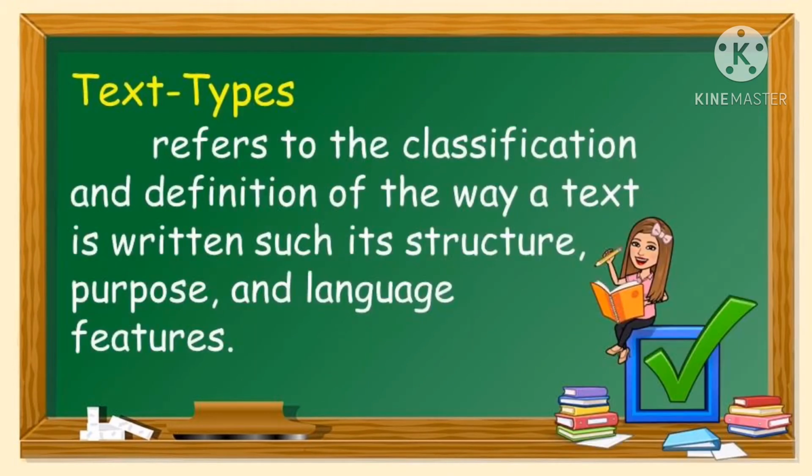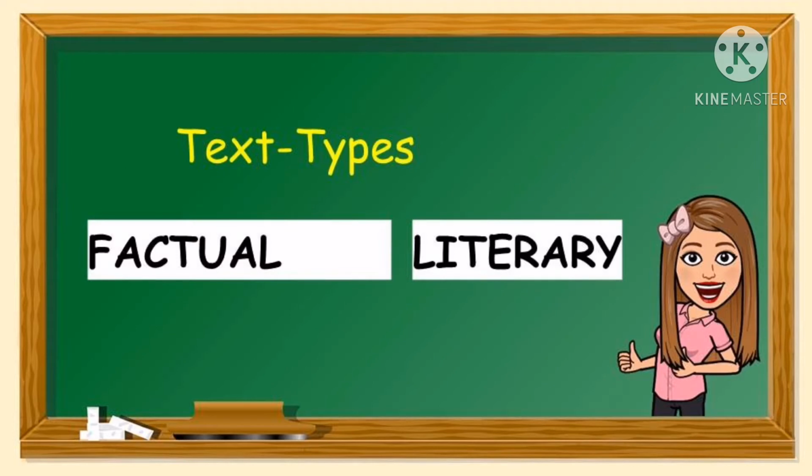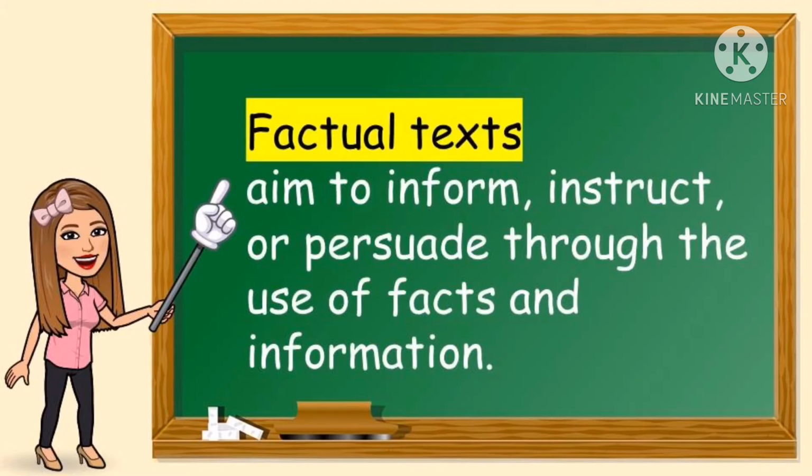reading. Text types refers to the classification and definition of the way a text is written, such as its structure, purpose, and language features. Text types are categorized as two. We have the factual and literary. But first, let us focus on the factual text. When we say factual text, it aims to inform, instruct, or persuade through the use of facts and information.